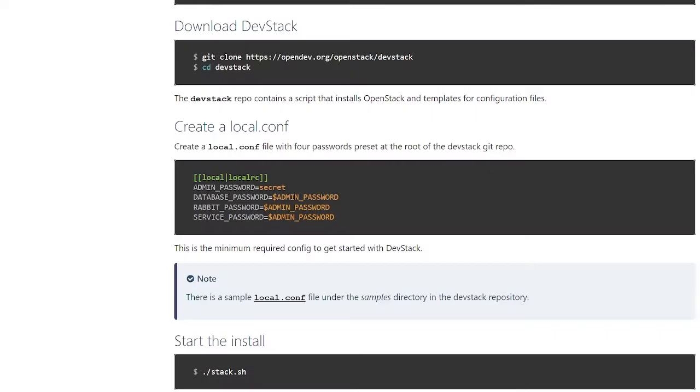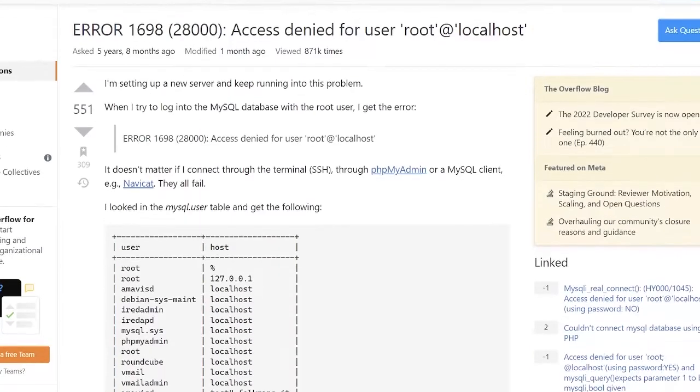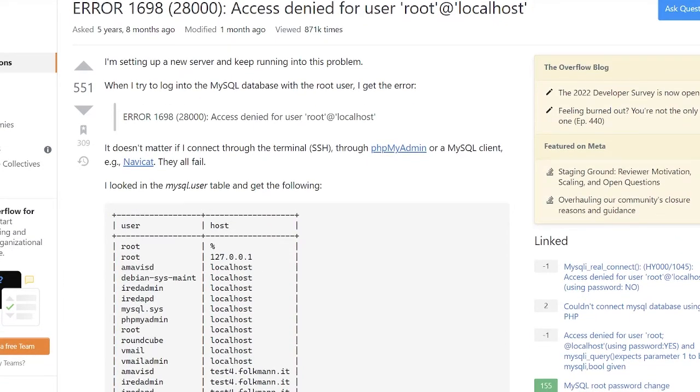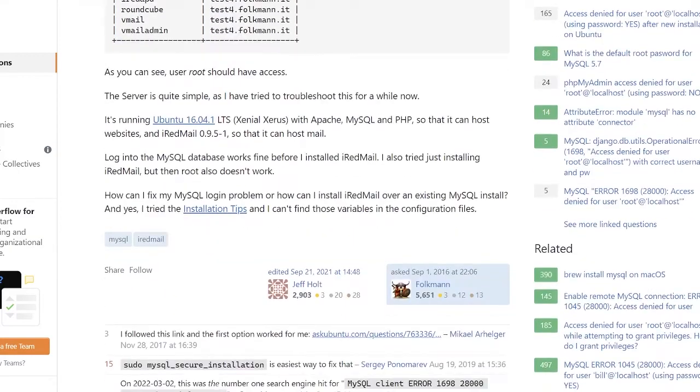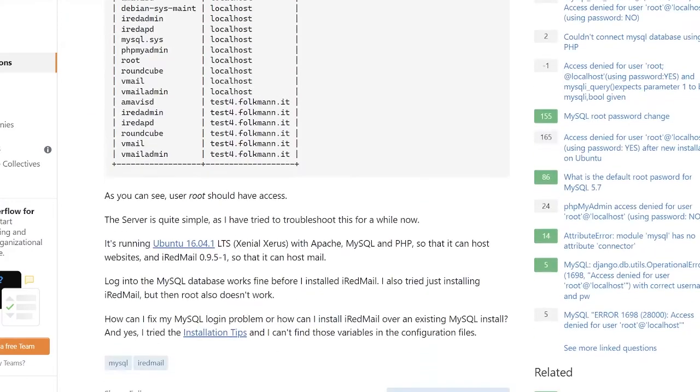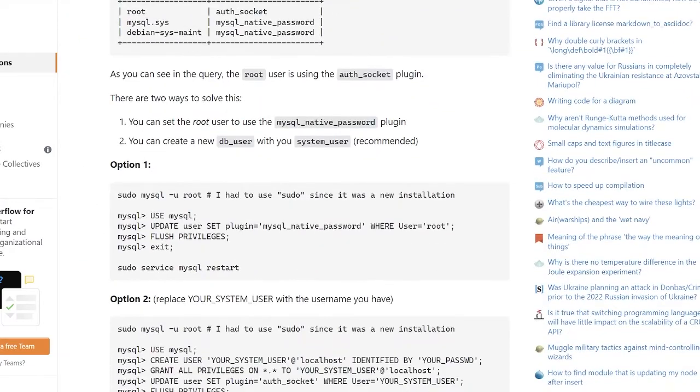So after all those packages have been removed, or maybe you have used unstack.sh or clean.sh, and that works, there are still a few problems that you could face during the fresh installation. One of them would occur especially when you are installing MySQL Server for the first time. In that case, you would have an error where access would be denied for user root at localhost. In that case, you can follow these four commands.